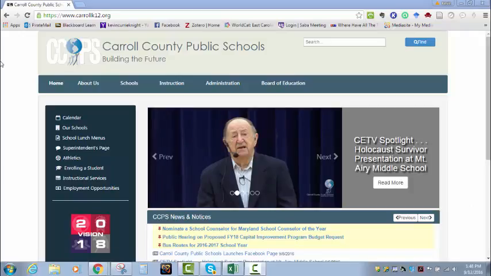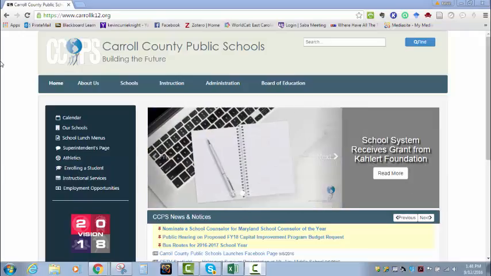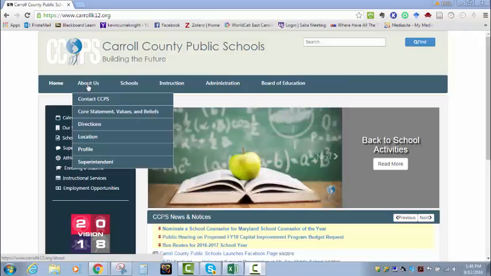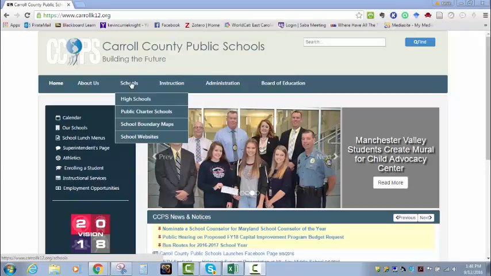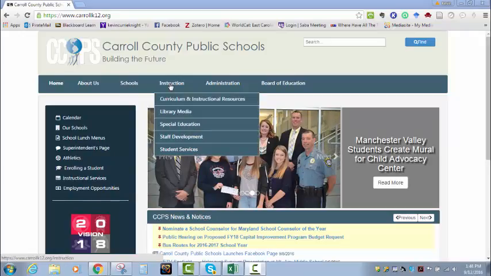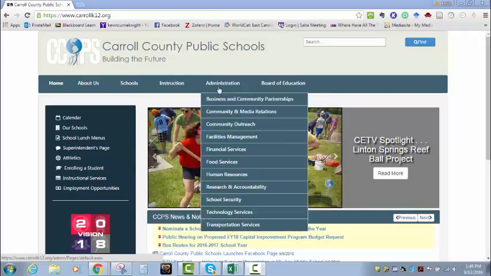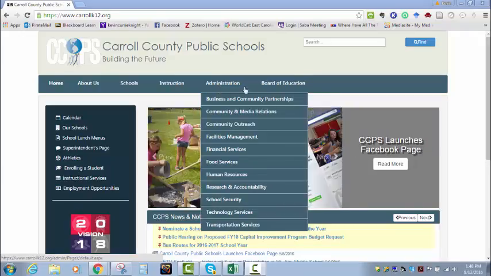The first place to check for a school improvement plan may be either the school's website or the district's website. You'll probably want to go through the different tabs to see if there are any that would obviously be a place you would find school improvement plans. So far it doesn't look like there are any obvious spots. So it might be under administration, maybe they'll put it here. Doesn't look like they have school improvement plans here.